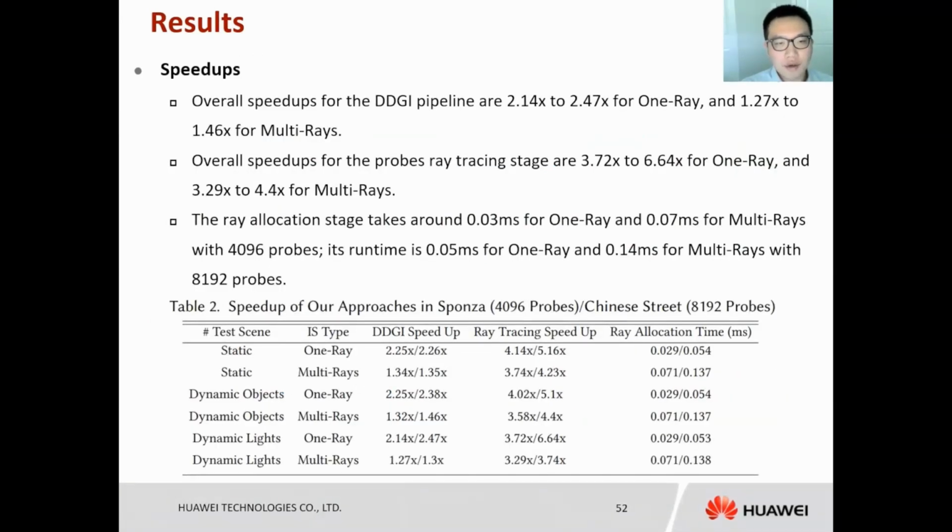The overall speedups for our DDGI pipeline are 2.14x and 2.47x for one ray, and 1.27x and 1.46x for multi-rays. The overall speedups for the probe ray tracing stage are 3.72x to 6.64x for one ray, and 3.29x and 4.4x for multi-rays. The reallocation stage is linearly dependent on the number of probes in the scene, and generally takes around 0.03 milliseconds for one ray and 0.07 milliseconds with the 4K probes. And we see slightly double the runtime for the 8K probes.